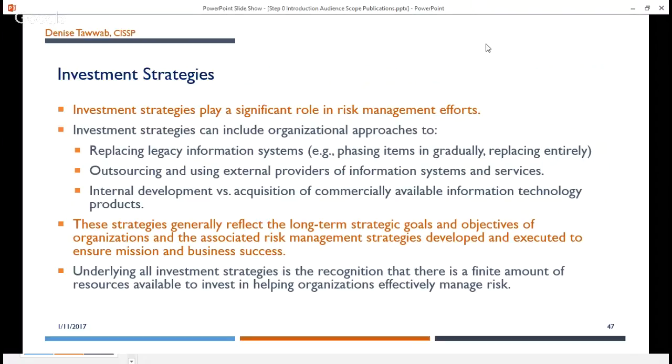These strategies are generally going to reflect the long-term strategic goals and objectives of the business and the associated risk management strategies developed and executed to ensure business success. Underlying all investment strategies is the recognition that there is a limited amount of resources available to invest in making sure that the organization effectively manages risk.